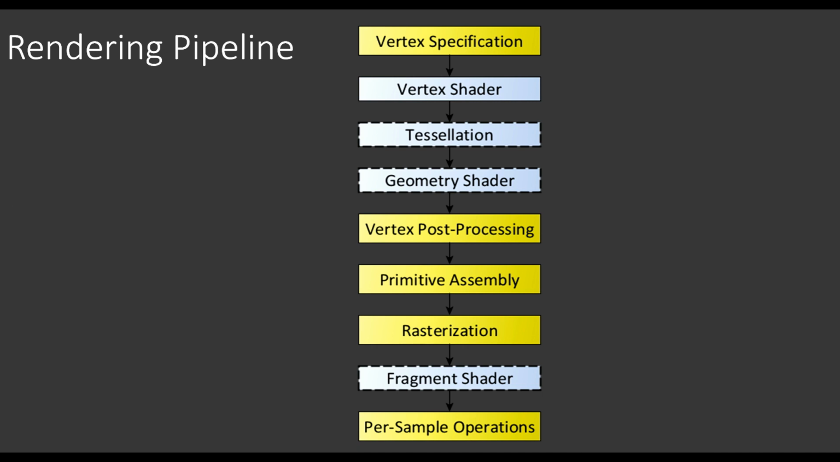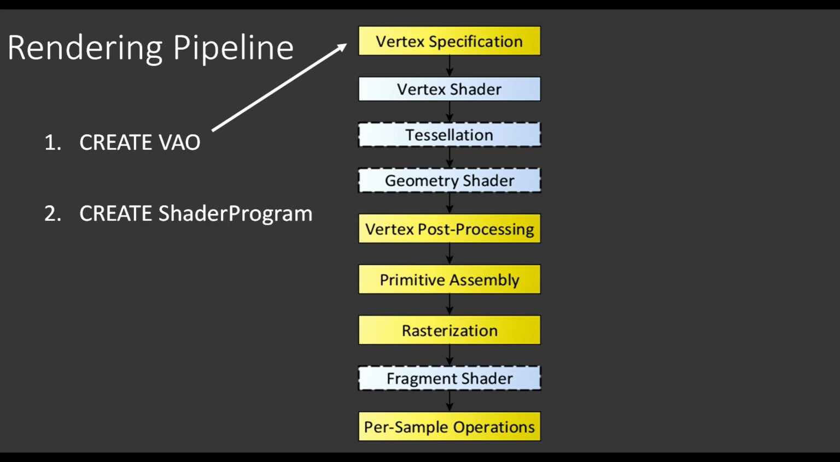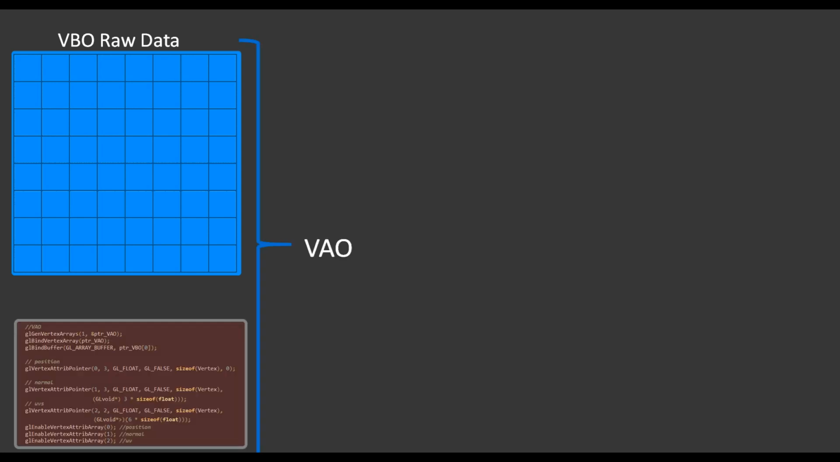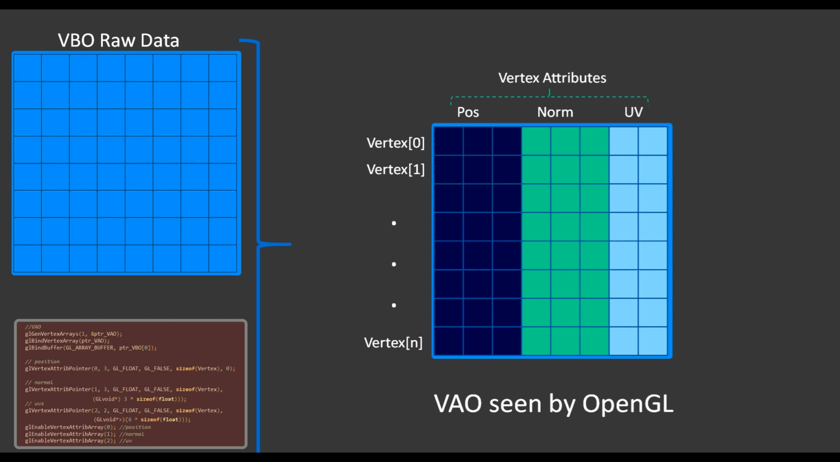But first, to be able to perform any rendering, we need to do two things. We need to create a vertex buffer object and a vertex array object, and this corresponds with the vertex specification step on the diagram here. And we need to create a shader program. Just as a reminder, a vertex buffer object contains your vertex data, while a vertex array object provides information about the format of the data and the organization of your vertex buffers. In other words, it tells OpenGL how to interpret the data from your vertex buffers.